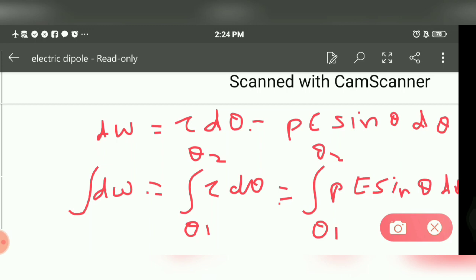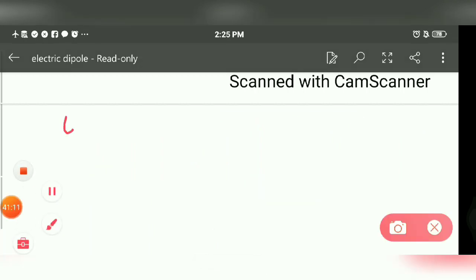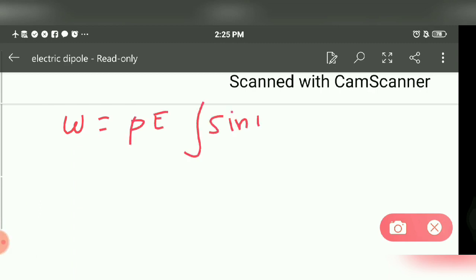As the dipole moment is constant, because the charge is not going to change and the distance between them is not going to change, the electric field is also uniform and constant. So both factors are uniform and constant, so we take them out of the integration. So we get dW equals P E integration sin theta d theta, from theta 1 to theta 2.